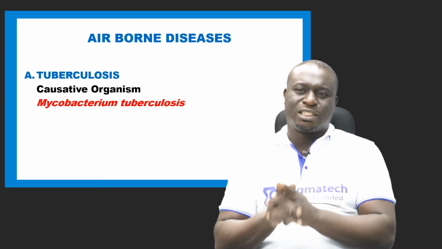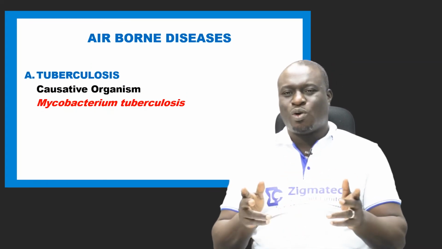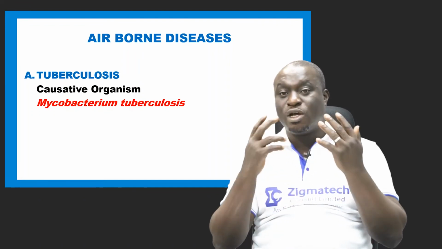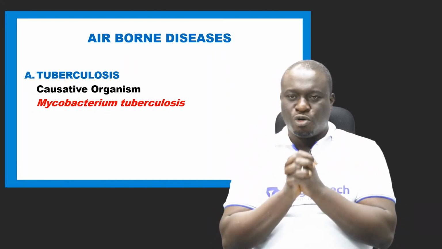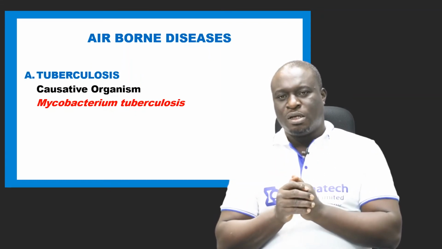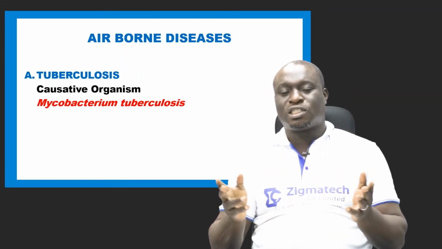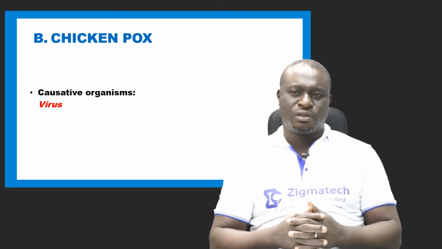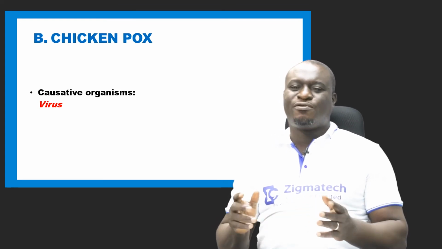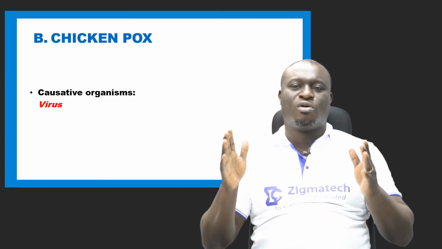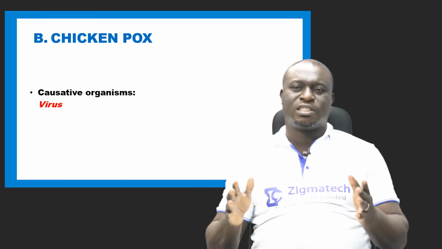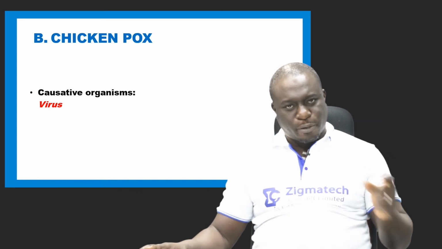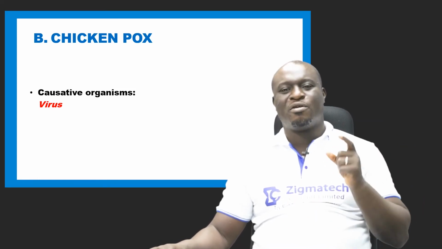Now, the mode of transmission is air, and that is why when you are coughing, make sure you cover your mouth, or even when sneezing, make sure you cover your nose and your mouth. So tuberculosis can be transmitted through air. Next is chickenpox. The causative organism for chickenpox is also a virus. Remember, I told you that all pox diseases are caused by a virus.